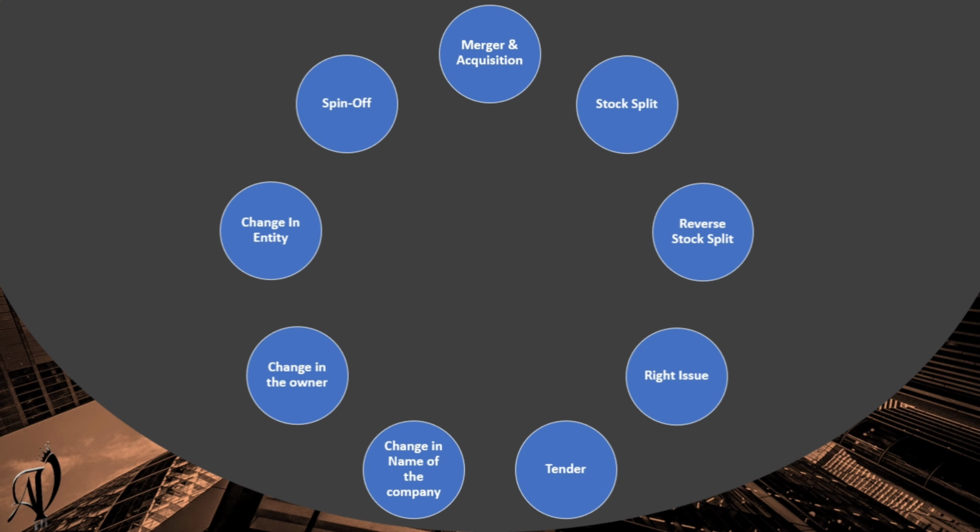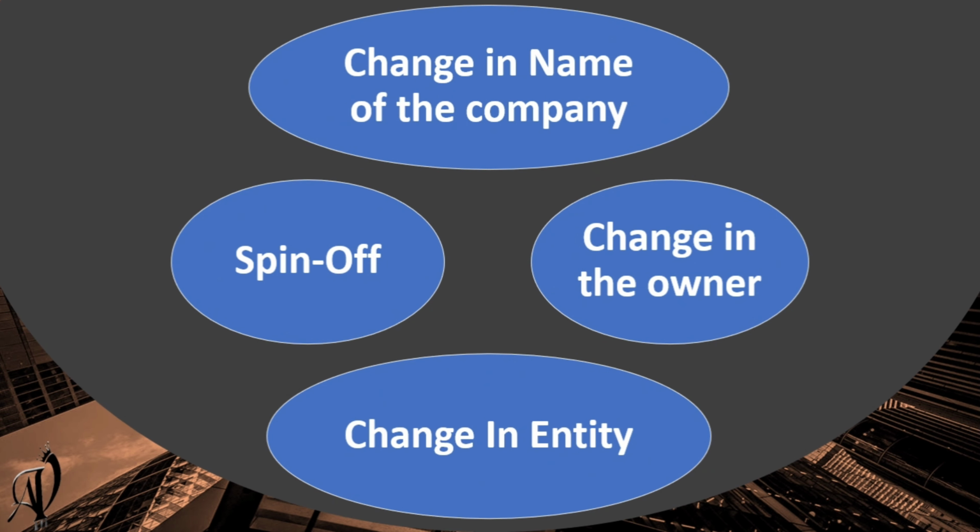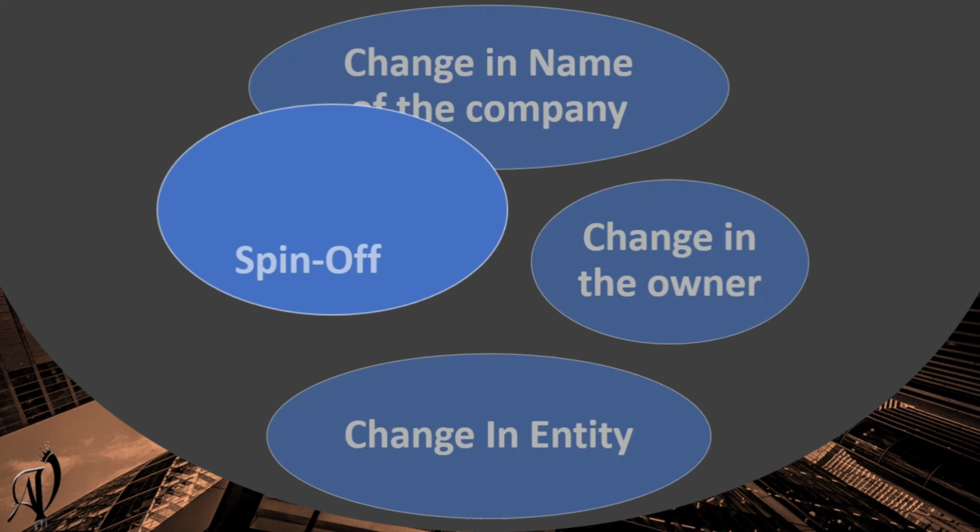Now we'll collectively talk about the rest of the four corporate actions: change in name of the company, change in owner, change in entity, and the spin-off. The first three are very clear by their names: change in name of the company, change in owner, and change in entity, like a private company becoming public, or changing to an LLP. Now the last corporate action is spin-off. Spin-off means when a part of the existing company separates from it and becomes a different entity, company, corporation, or firm.